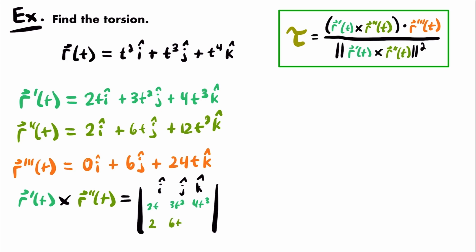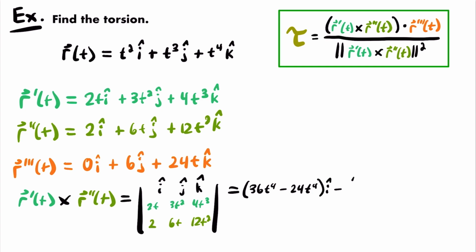All right, so now let's calculate the cross product, beginning with the i term. Cover up the i column: 3t squared times 12t squared minus 4t cubed times 6t. 3t squared times 12t squared gives you 36t to the power of 4, and then we are subtracting 4t cubed times 6t, which gives us 24t to the power of 4. All right, that's multiplied by i.